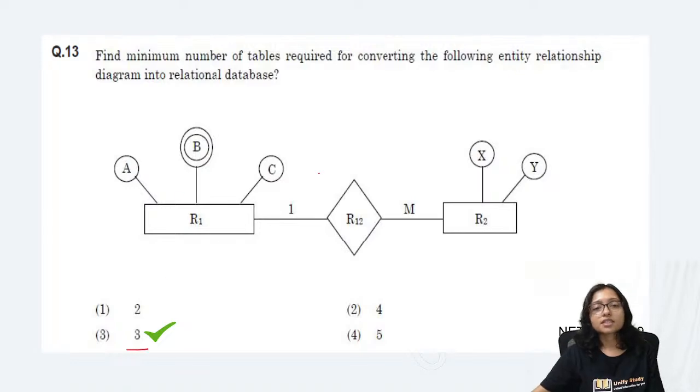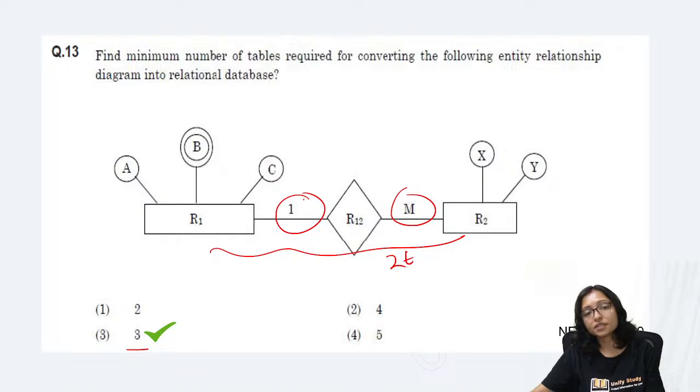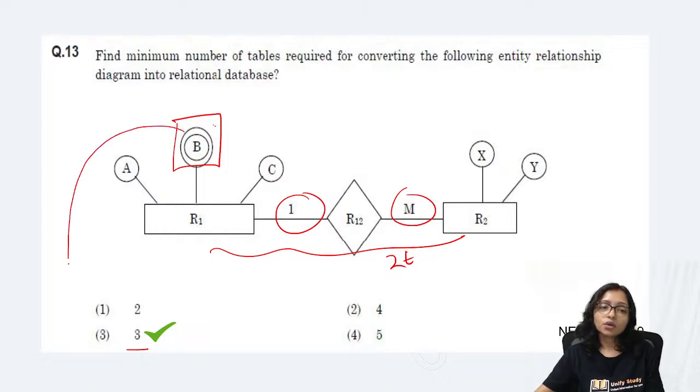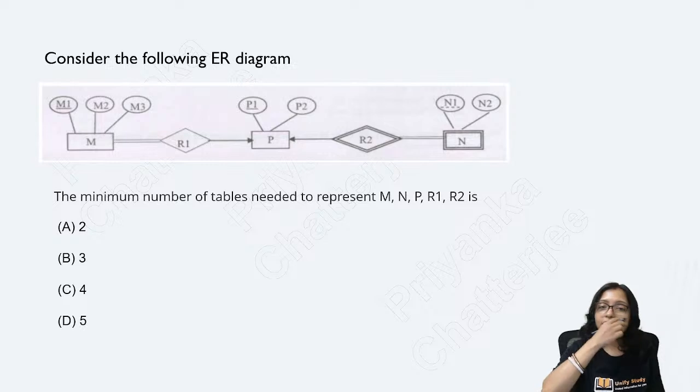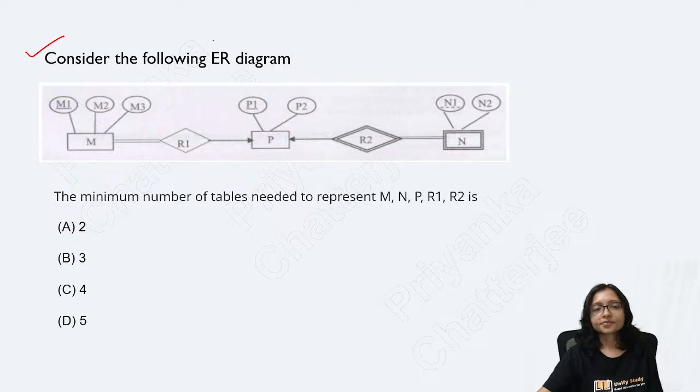So here it is 3 tables, because for one to many there will be 2 tables, but a multi-valued attribute is there. As there is a multi-valued attribute, you can go for 3. Here 1 extra is required. Yes. Now tell me how many tables will be required here? How many tables will be required here?